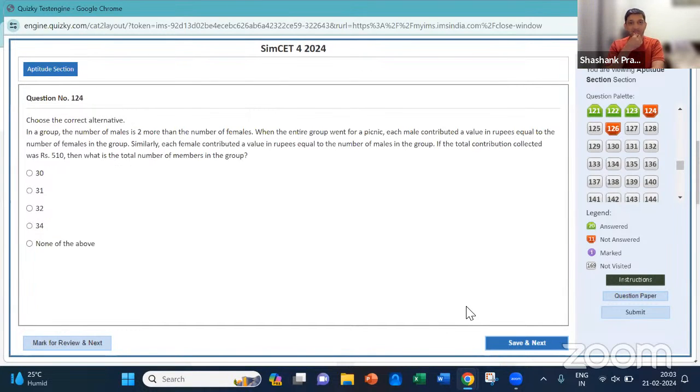Number of males is two more than the number of females. Entire group went for a picnic. Each male contributed a value equal to the number of females in the group. So x square हो जाता है उसके अंदर. Equal to the number of males in the group, y square. If the total contribution is x square plus y square is 510 and two more है. ठीक है. X square plus y square is 510.